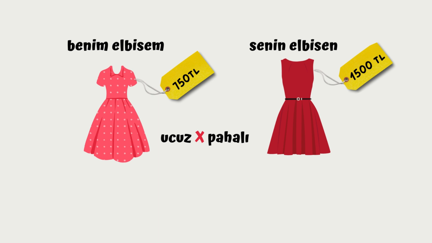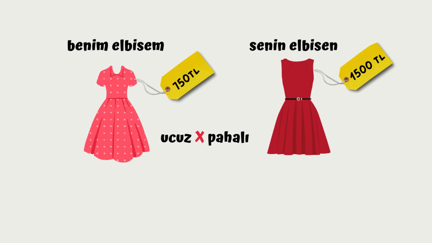One of them is benim elbisem, which means my dress. And it's 750 lira. And the other one is senin elbisen, which means your dress. It is 1,500 lira. So we're gonna use 2 adjectives, ucuz and pahalı. Ucuz means cheap, pahalı means expensive. So how do we compare these 2 dresses? So it's quite simple. What we need is den or dan and daha and then adjective.